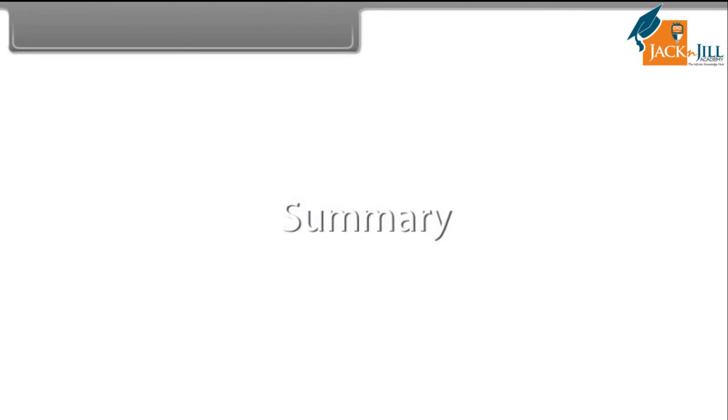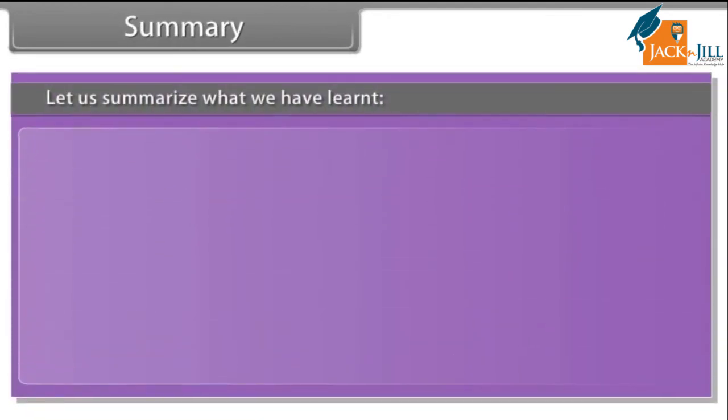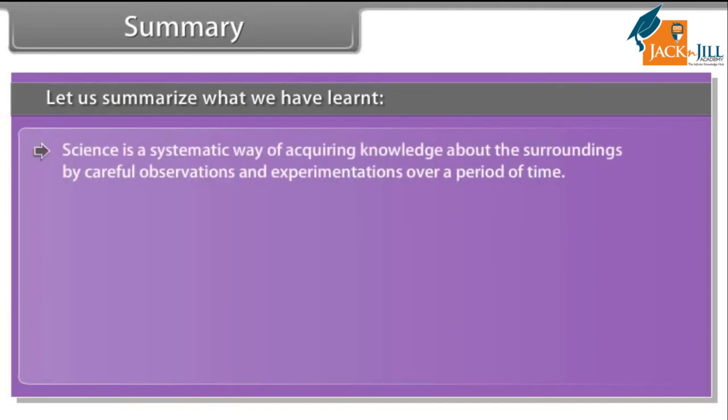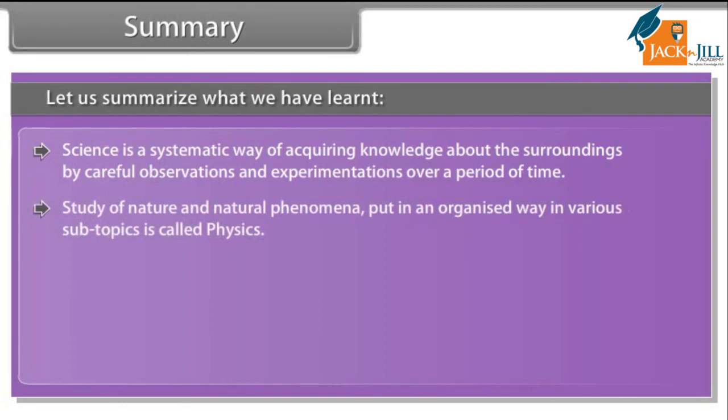Summary. Let us summarize what we have learned. Science is a systematic way of acquiring knowledge about the surroundings by careful observations and experimentations over a period of time. Study of nature and natural phenomena put in an organized way in various subtopics is called physics.